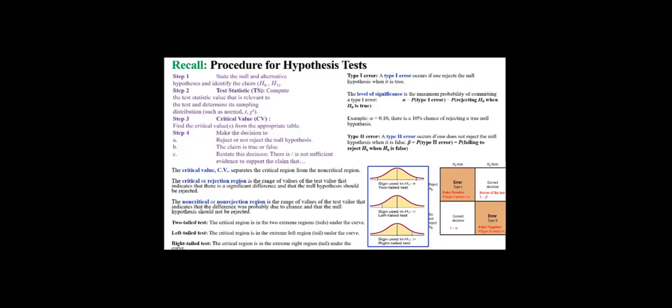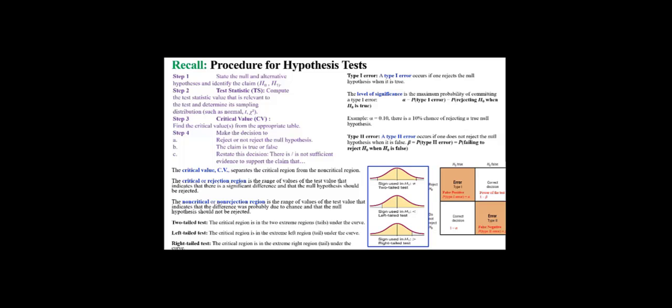Number 1, state the null and alternative hypothesis. Number 2, come up with a test statistic. You need to use a formula sheet to come up with that. Number 3, come up with a critical value. You need a table to come up with that. And number 4, you compare steps 2 and 3, and you make a decision. If the test statistic ends up being in the critical region, you reject it, otherwise you're done.